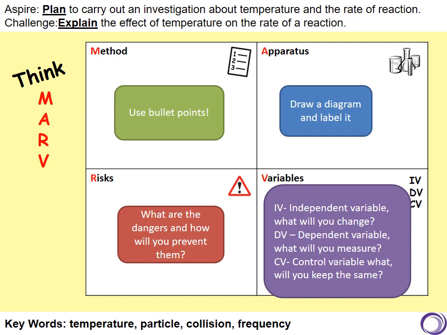And then critically, the control variables, what are we going to keep the same for every reaction? So we change the temperature, but everything else must stay the same. So things like the volume of hydrochloric acid, the volume of sodium thiosulfate, the concentration of hydrochloric acid and the concentration of sodium thiosulfate. We must never in these experiments talk about the word amount. Examiners do not credit this, so we must talk about volumes and concentrations.